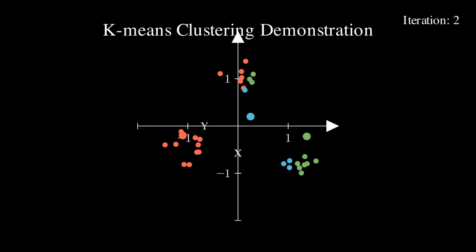In iteration 1, we see the initial assignments. In iteration 2, the centroids adjust their positions. By iteration 3, we've reached a stable configuration where further iterations wouldn't change our clustering.